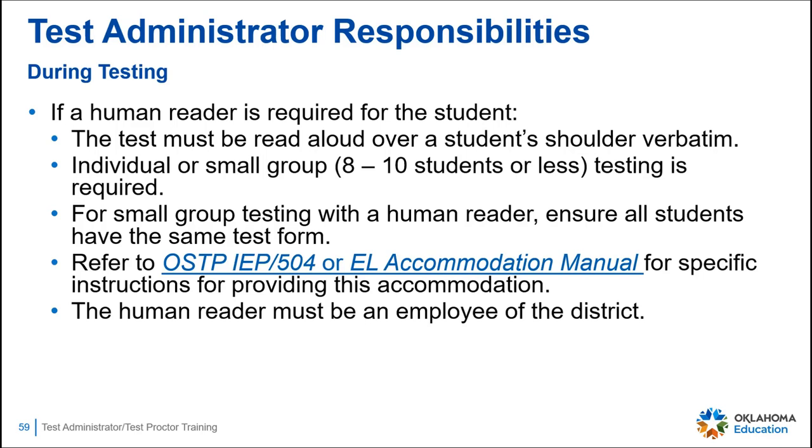If a human reader is required for the student, the test must be read aloud over a student's shoulder verbatim. Individual or small group, 8 to 10 students or less, testing is required. For small group testing with a human reader, ensure all students have the same test form. Refer to the OSTP IEP 504 or EL Accommodation Manual for specific instructions for providing this accommodation. The human reader must be an employee of the district.